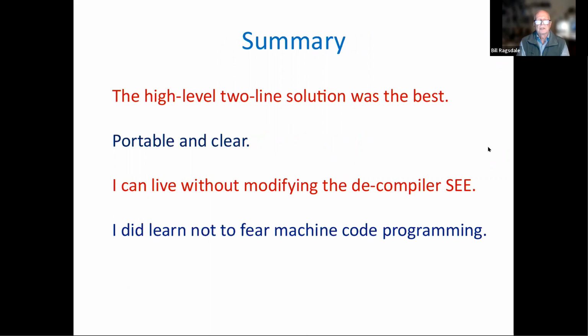My conclusion was that the high-level 2-line solution was the best. It's obvious, it's clear, it's clean, it's portable. And I can live without modifying the decompiler since it isn't used that often, and I know the difference. And I did not have to fear machine code programming, or I have learned not to fear machine code programming. So that summarizes my work on for next. I've added into my arsenal of Forth tools.